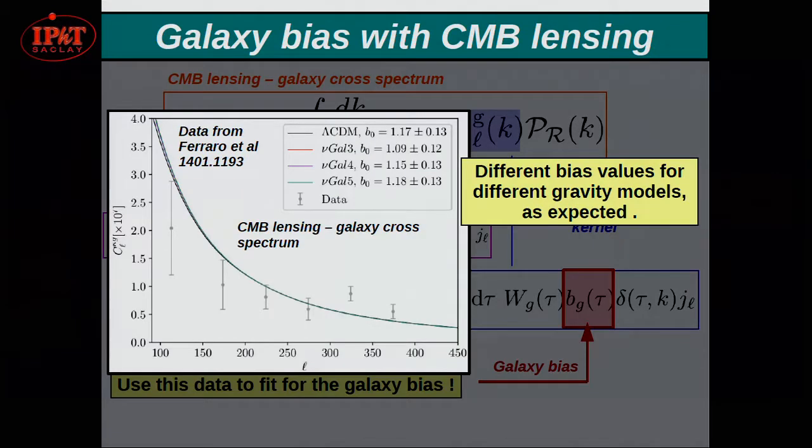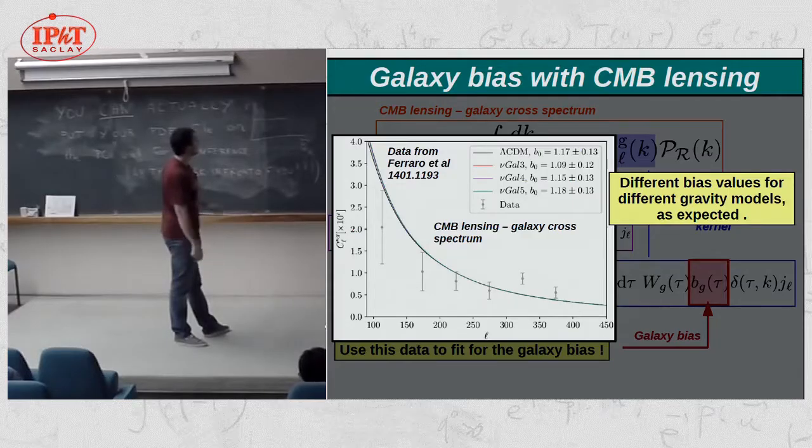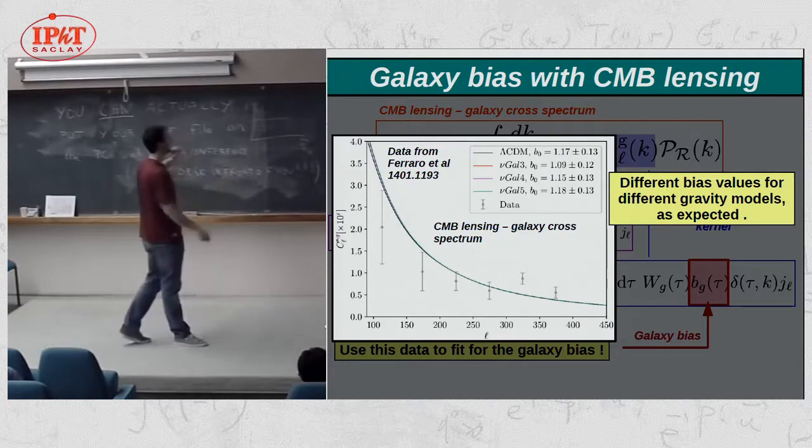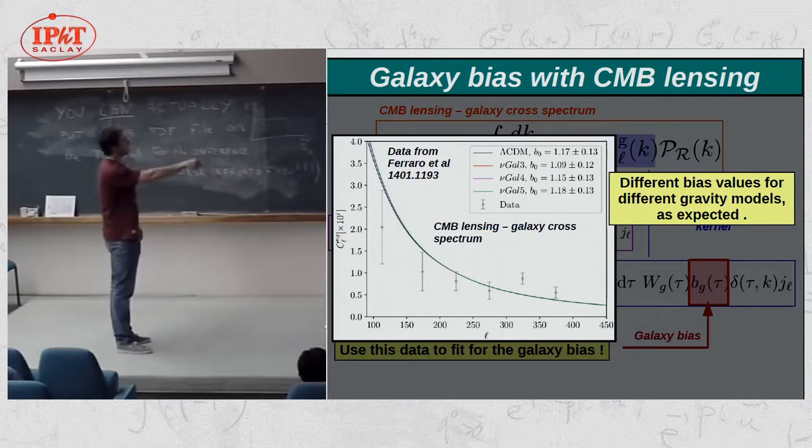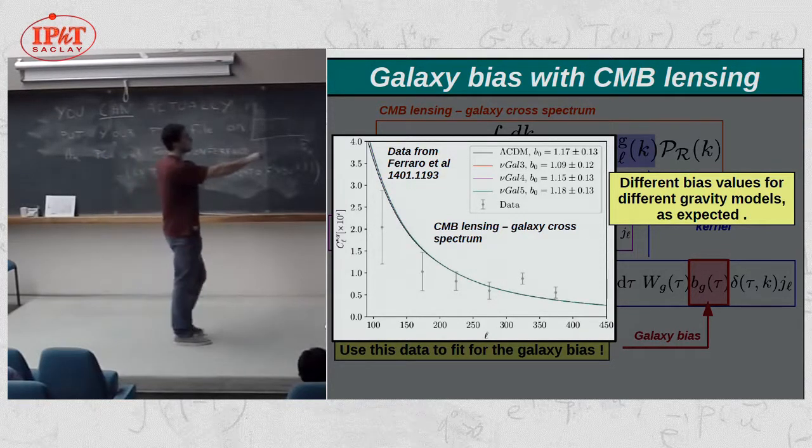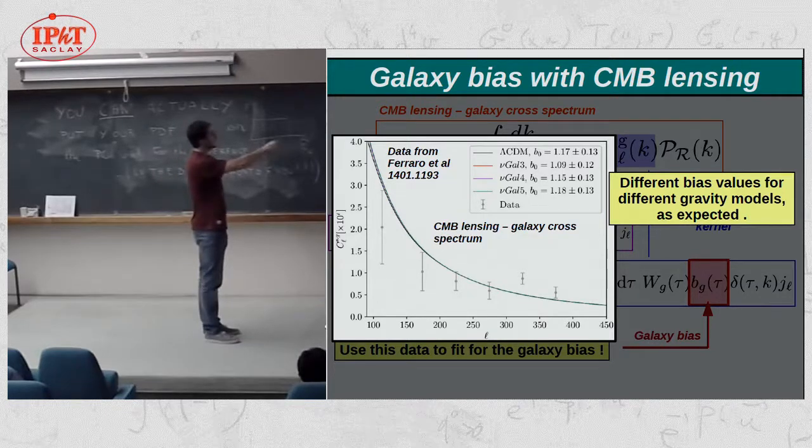Just to give you an idea of how the data and the predictions look. This is the CMB lensing galaxy cross spectrum. Those are the data points from this paper by Simone Ferraro. You cannot tell the different curves apart from lambda CDM and the cubic, quartic, and quintic models. That's the point.